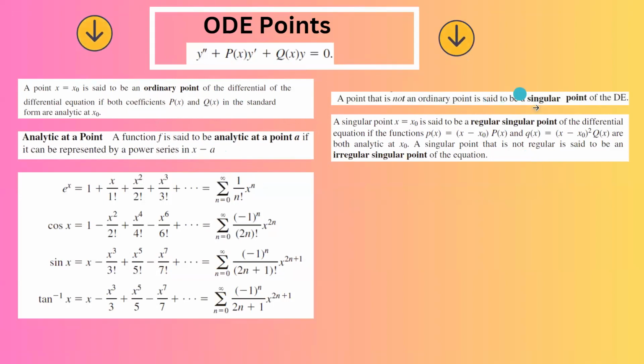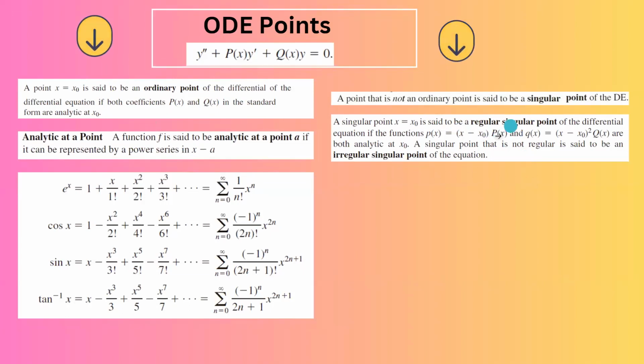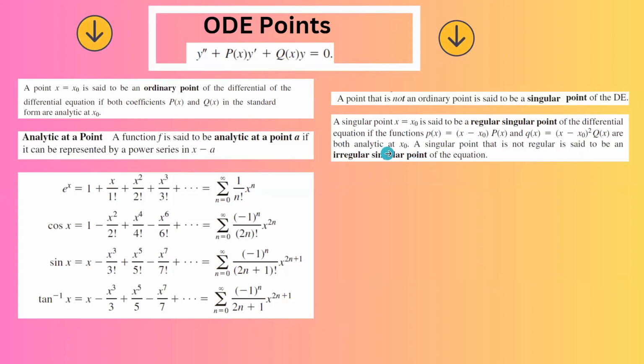Any point that lands on the denominator of p(x), q(x) is called a singular point. We have regular singular points and we have irregular singular points. For a regular singular point, you need to multiply p(x) by x minus x sub 0, and q(x) by x minus x sub 0 to the second power. If they become analytic at x sub 0, then you have a regular singular point.